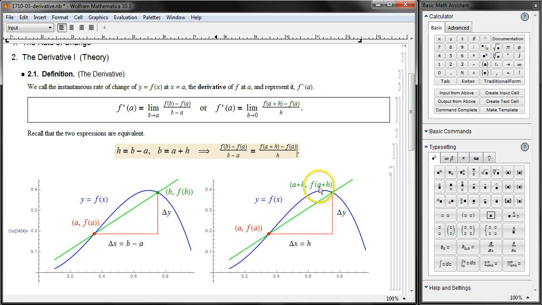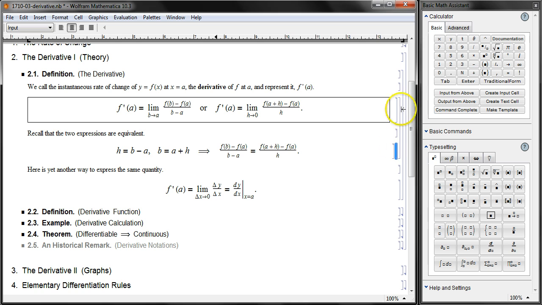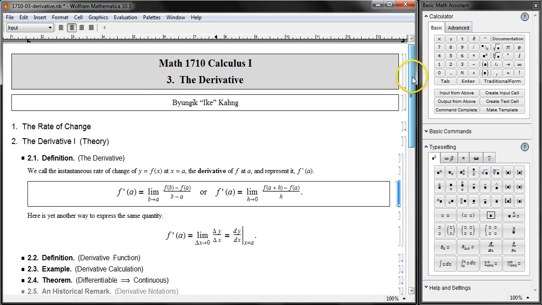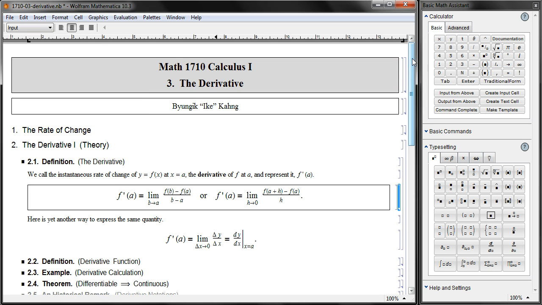The difference of y coordinate is f of a plus h minus f of a, the numerator, and the difference of x coordinate is a plus h minus a, that's h. So that's the denominator. Consequently, these two are the same. And so much for the review. Now let's go from here.